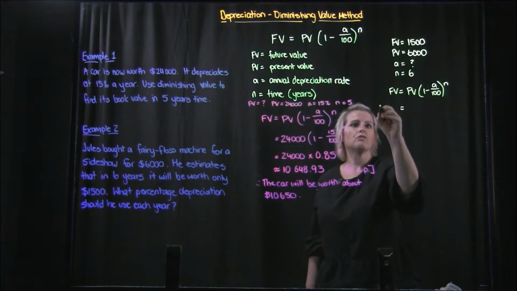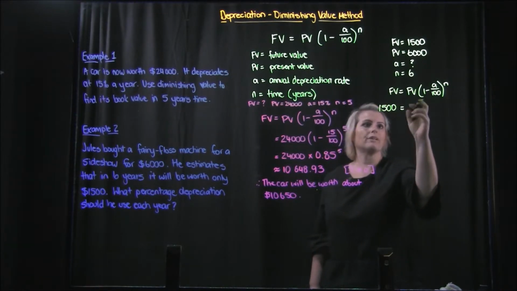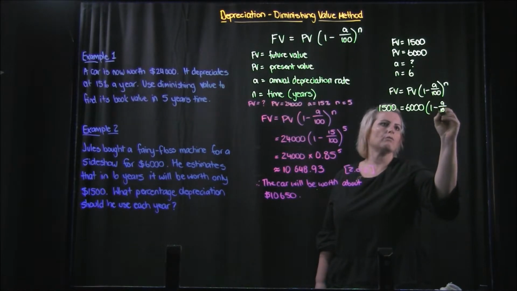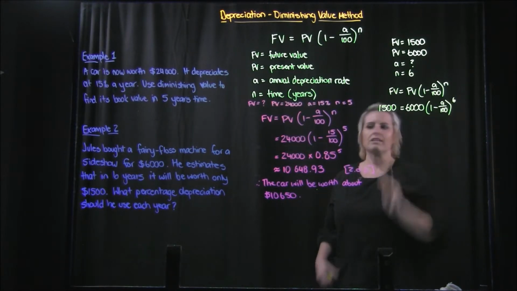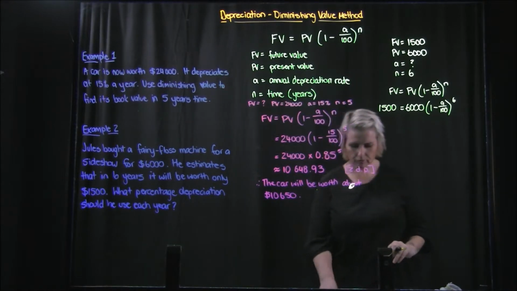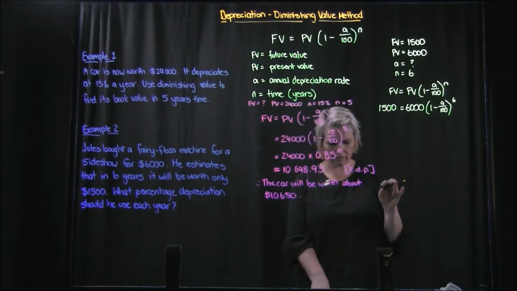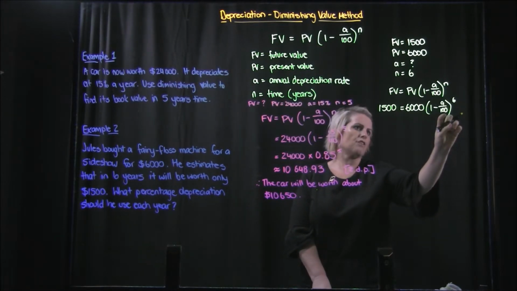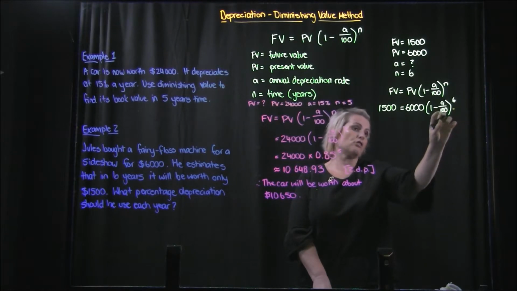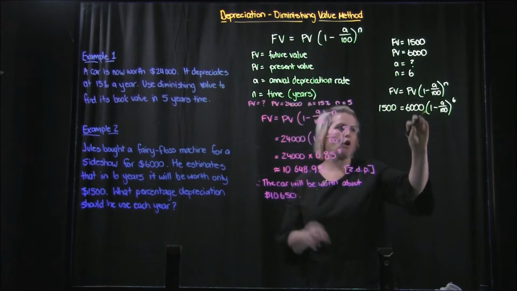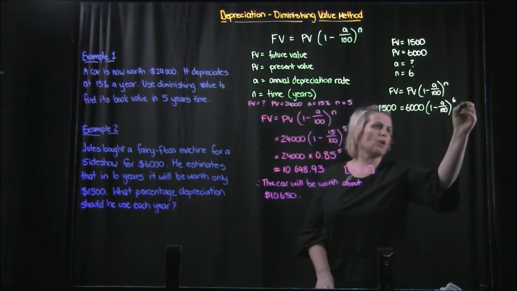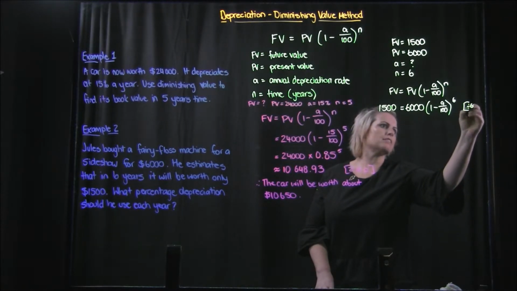So, I know future value, 1,500. I know present value, 6,000. I don't know my rate, but I do know that that's to the power of 6. Okay, so what I do then, I need to start getting rid of some stuff. The first thing to get rid of: if I went A, then I divide by 100, then I took away that from 1 and put to the power of 6, then multiplied by 6,000. So I'm going to divide by 6,000.